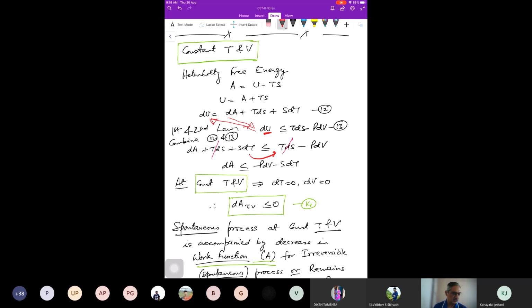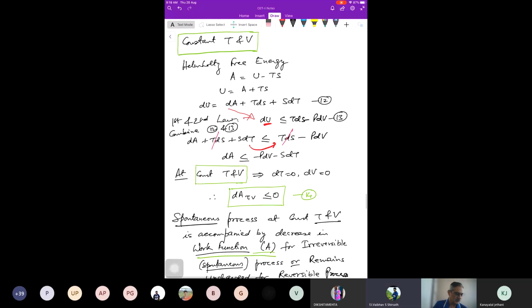So for constant temperature, dT is equal to 0, and constant volume, dV equal to 0. Therefore dA for constant temperature and constant volume system is less than or equal to 0. So equation 14 is a condition for constant temperature and constant volume system. Any questions on equation 14? No, sir.